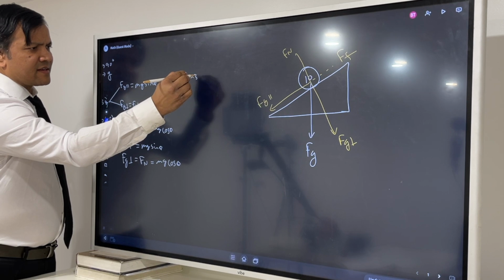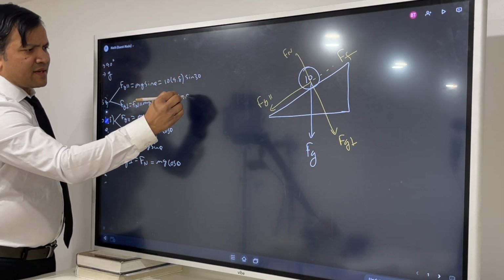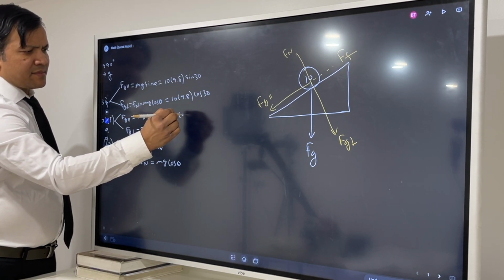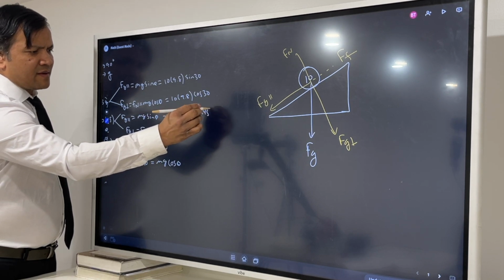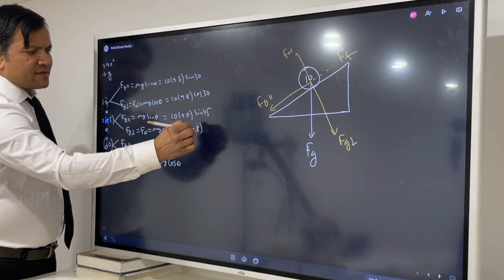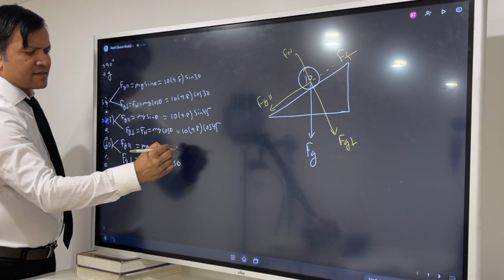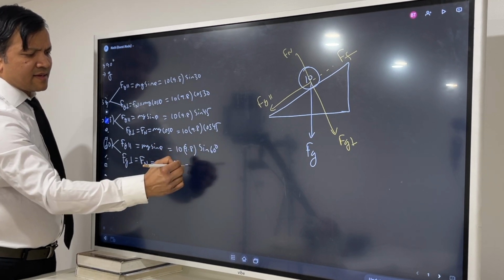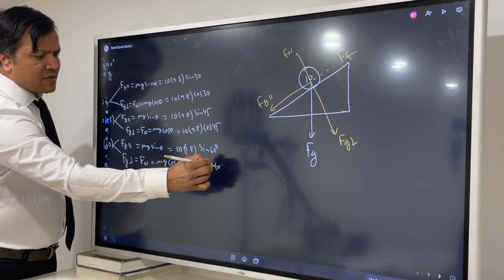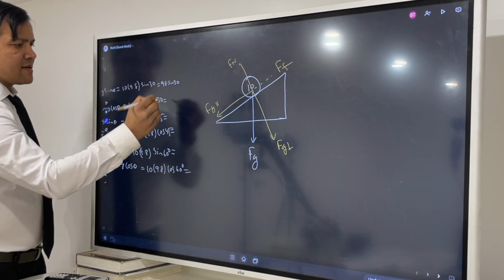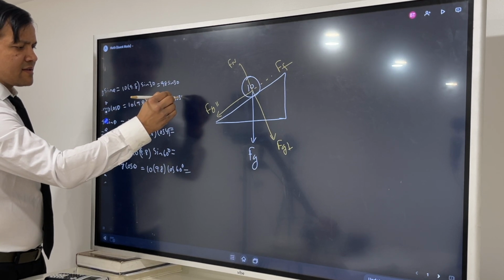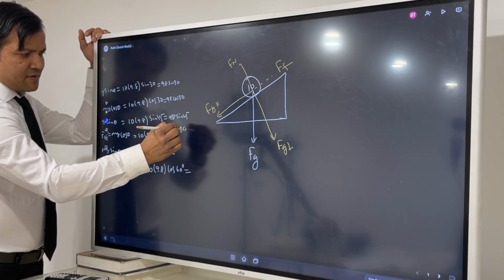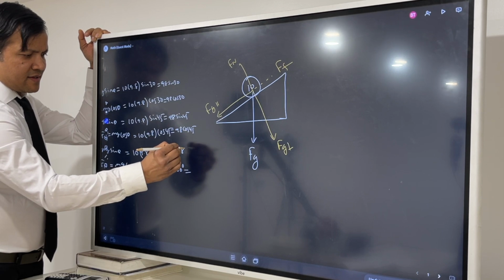10 times 9.8 times sine 30 degrees, 10 times 9.8 times cosine 30, 10 times 9.8 times sine 45, cosine 45, sine 60, cosine 60. That is, 98 sine 30, 98 cosine 30, 98 sine 45, 98 cosine 45, 98 sine 60.